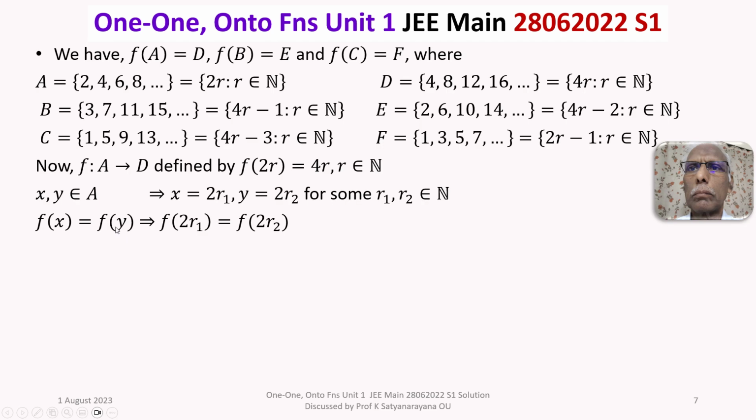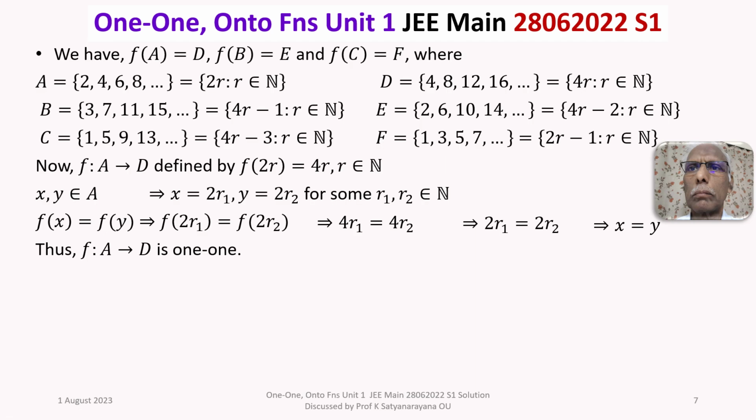So f of x is equal to f of y implies f of 2r1 is equal to f of 2r2. f of 2r1 is 4r1, f of 2r2 is 4r2. They are equal, so that will imply, cancelling 2 throughout, you will get 2r1 is equal to 2r2. But what is 2r1? It is x. 2r2 is y. This implies x is equal to y. So what we have done is, x, y belongs to A and f(x) is equal to f(y), and we have shown x is equal to y. This shows that f from A to D is a one-to-one function.